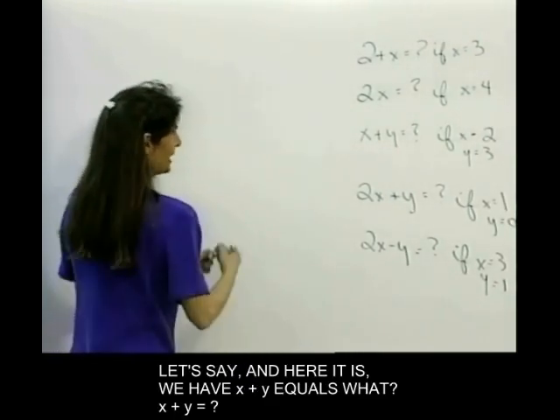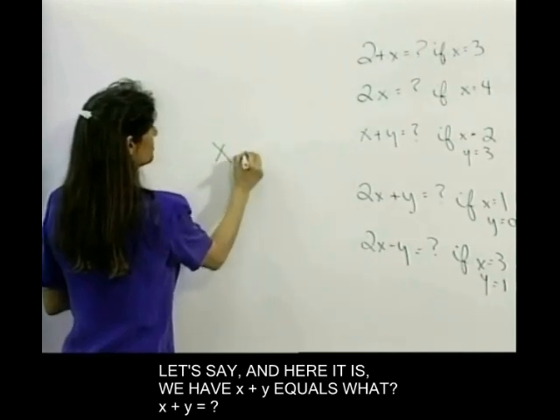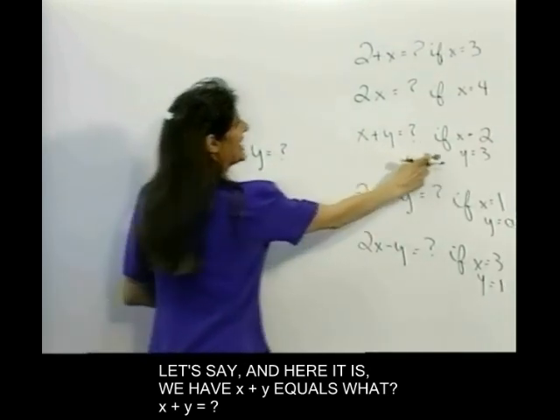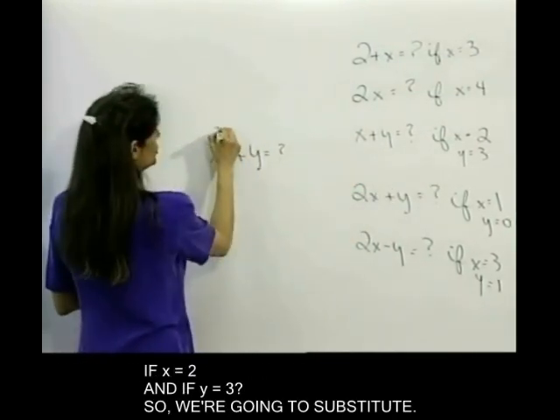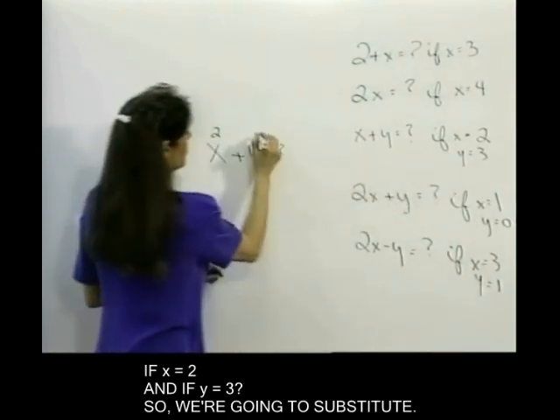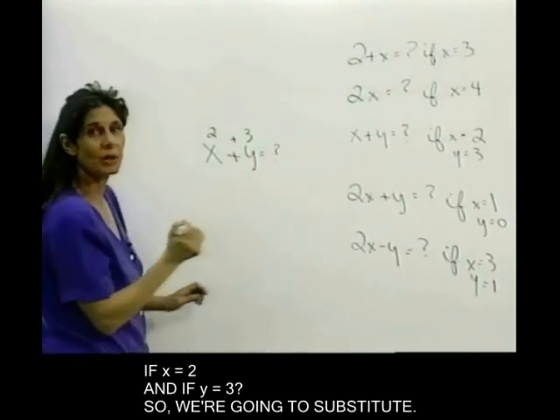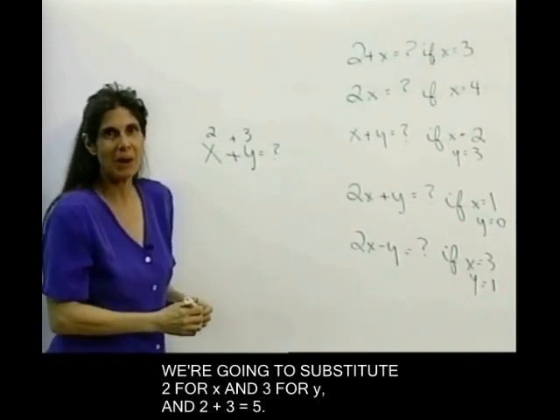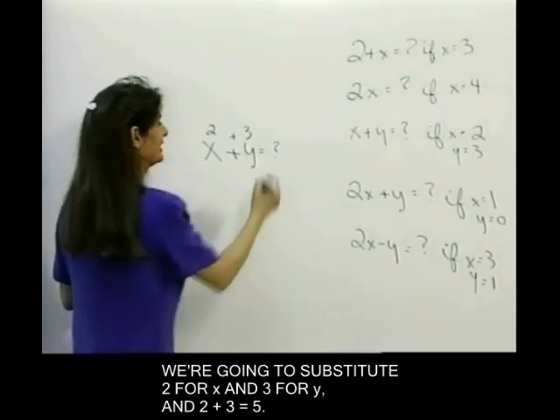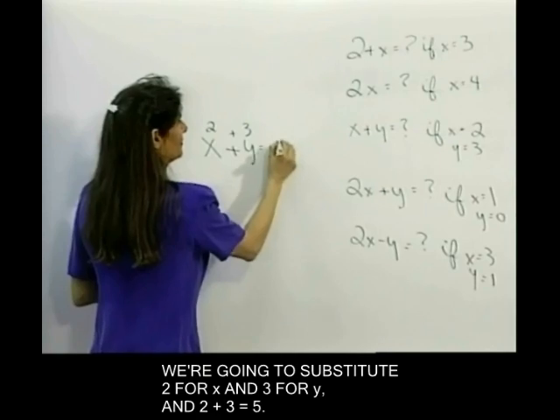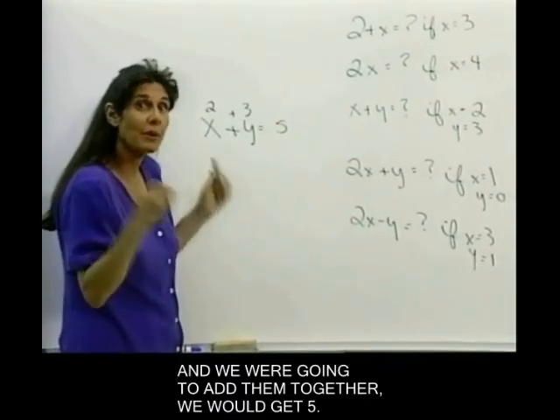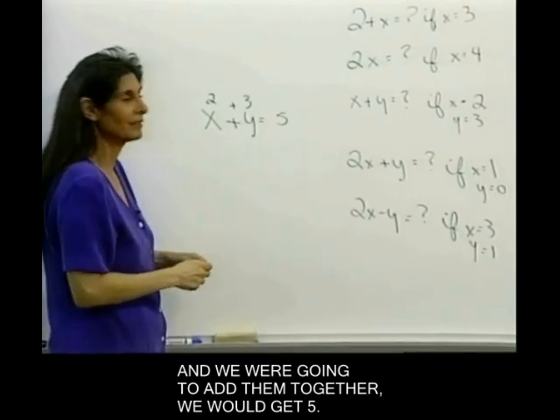Here it is, we have x plus y equals what? If x equals 2, and if y equals 3. So we're going to substitute 2 for x and 3 for y. And 2 plus 3 is 5. So if x was 2 and y was 3, and we were going to add them together, we would get 5.